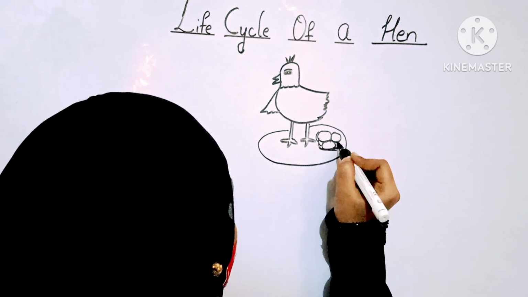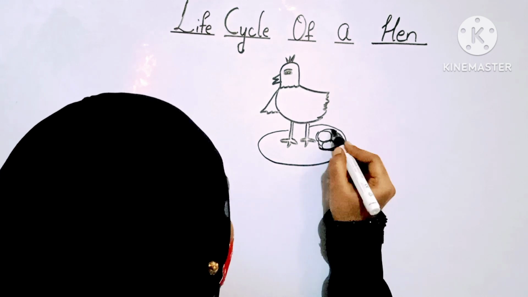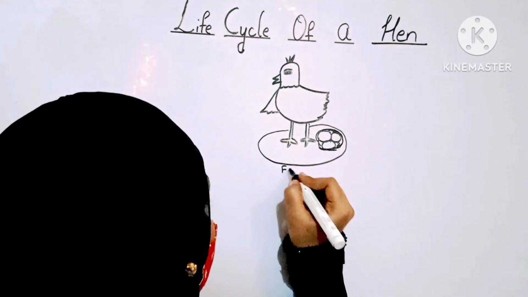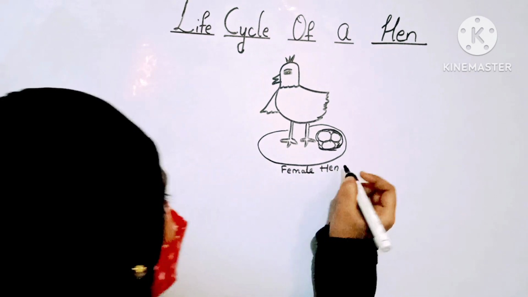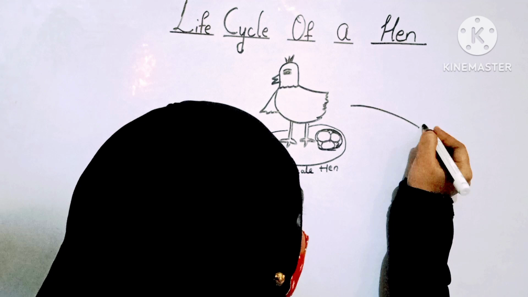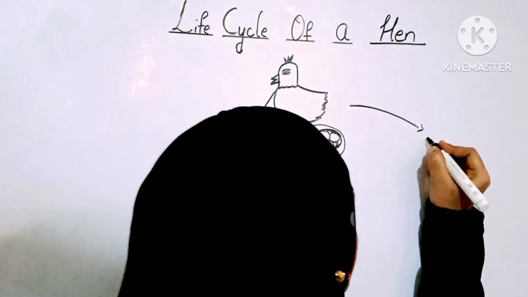What are the material they are using to build their nest? They use dead twigs, leaf, dry grasses, feather, cotton, some cloth pieces and animal hairs, etc. You can see here the female hens lays eggs in the nest.